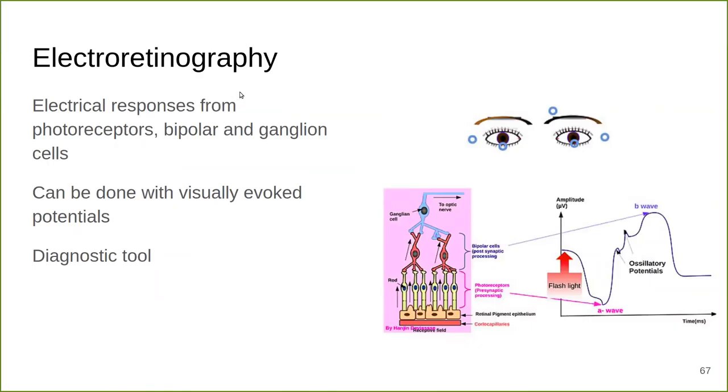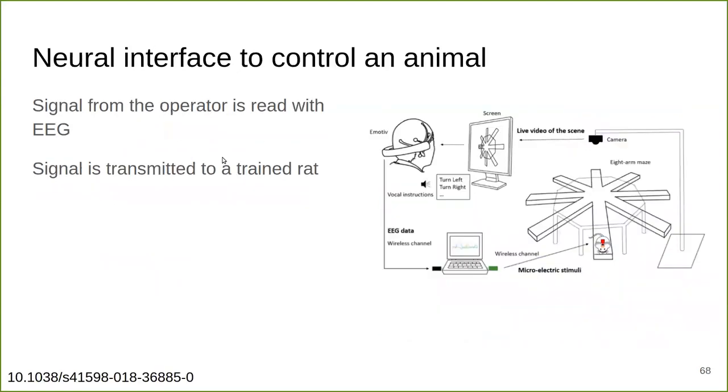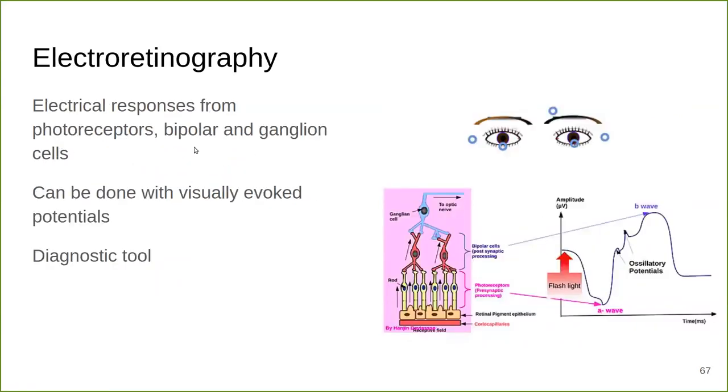As in the case of vision, there are techniques that measure electrical responses from photoreceptors, from bipolar and ganglion cells within the retina. Right now they're mostly used as a diagnostic tool, but potentially it might be interesting to also use this type of interface to restore vision in some individuals. So tissue engineering is not the only way you can do this.